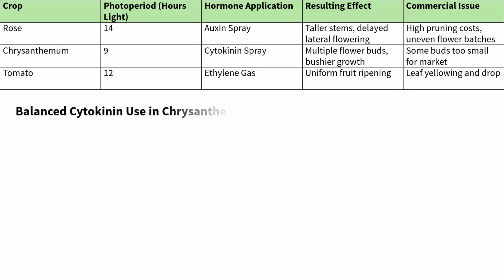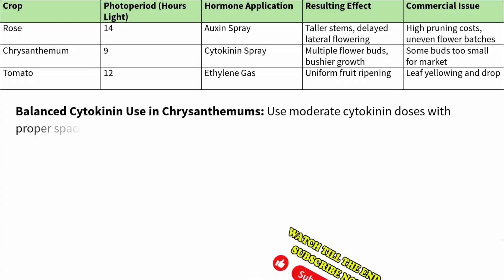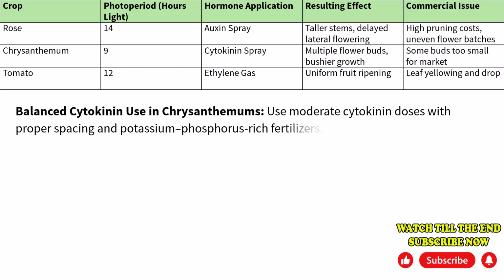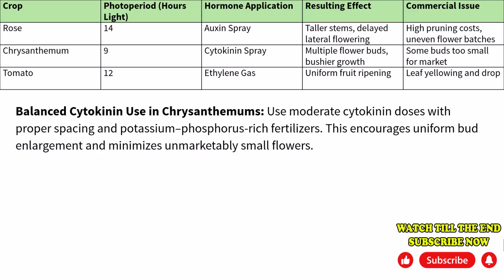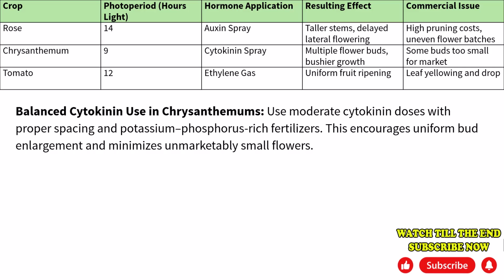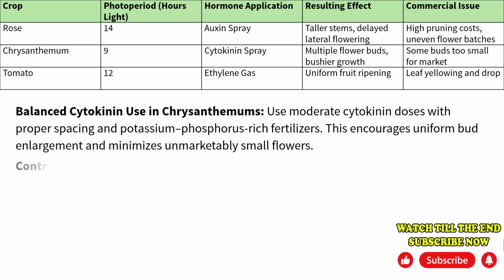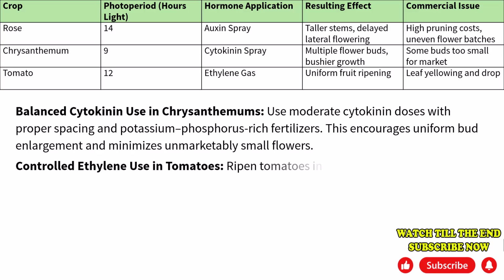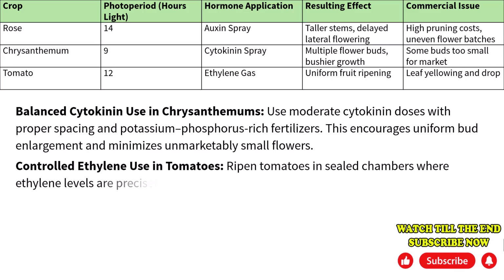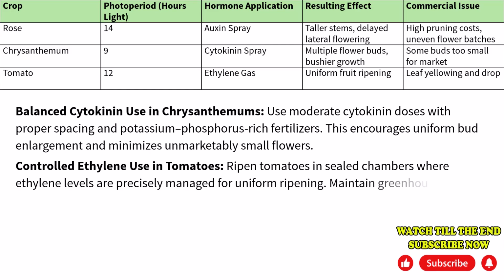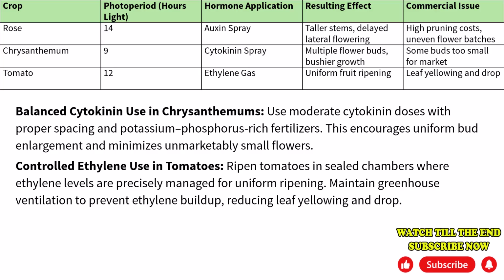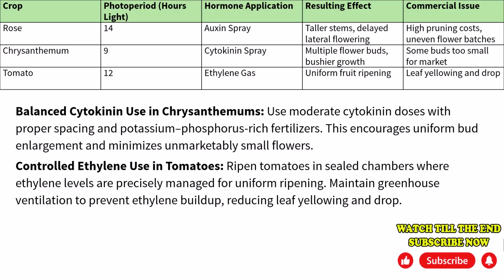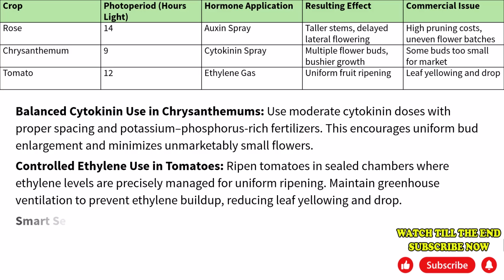Balanced cytokinin use in chrysanthemums. Use moderate cytokinin doses with proper spacing and potassium and phosphorus-rich fertilizers. This encourages uniform bud enlargement and minimizes unmarketably small flowers. Controlled ethylene use in tomatoes: ripen tomatoes in sealed chambers where ethylene levels are precisely managed for uniform ripening. Maintain greenhouse ventilation to prevent ethylene buildup, reducing leaf yellowing and drop.